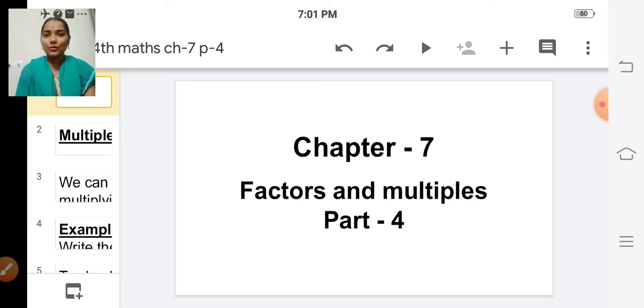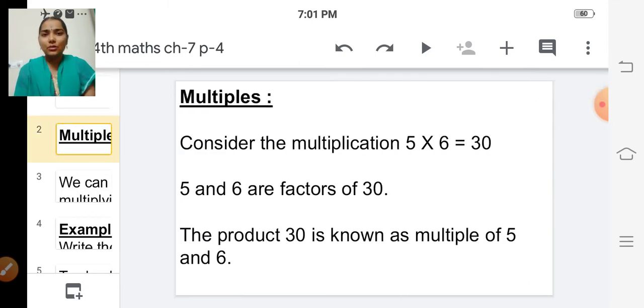So, today also we are going to continue with chapter number 7, factors and multiples. So, we have learnt about factors in the previous classes. And we have learnt how to find the factors and how to find the common factors of the given numbers in the previous classes, isn't it? So, from today we are going to learn multiples.